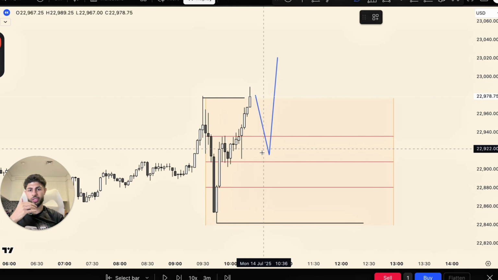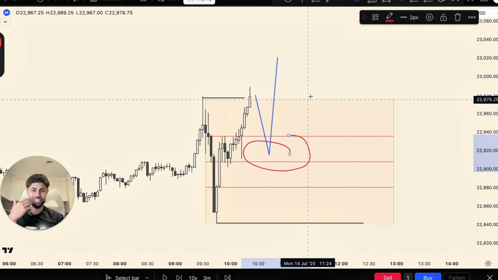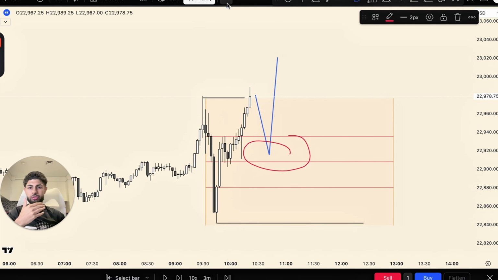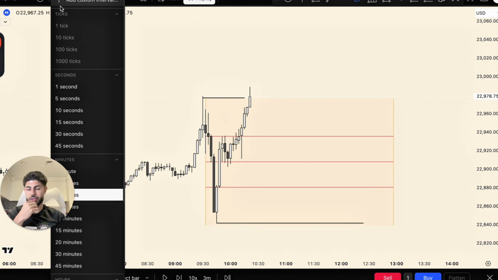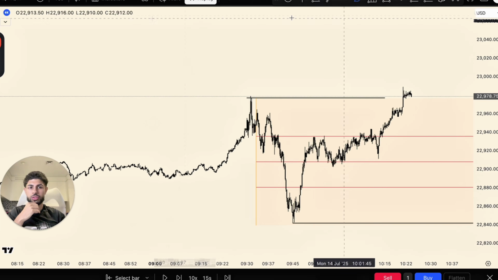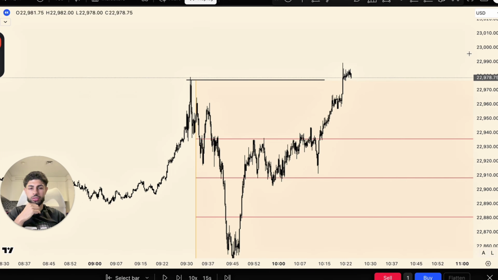Our job is to what? Catch this higher low. That's going to give us a higher high. But where exactly can we bounce from this zone? Like I said, we're not just going to randomly bounce from here. So if I go down to a lower time frame, what can I see?